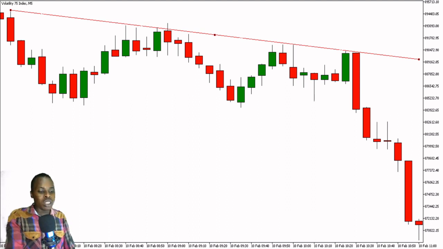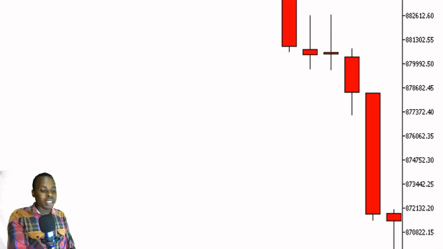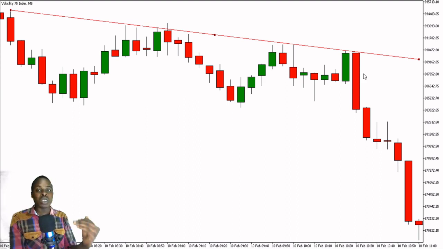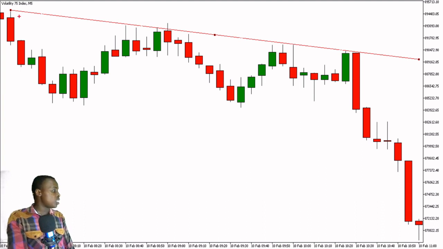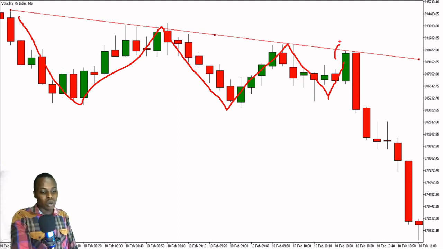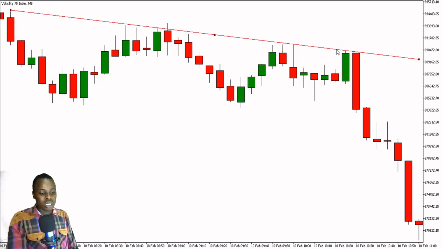Now we know that we are in a downtrend, right? And our area of value is this support level here. If you see this red line here, this is our area of value. This is a downtrend line, right? So you can see that every time the market was hitting this downtrend line, it was pushed down, right? And now what do you see right here? Look at this, guys. What do you see right here?